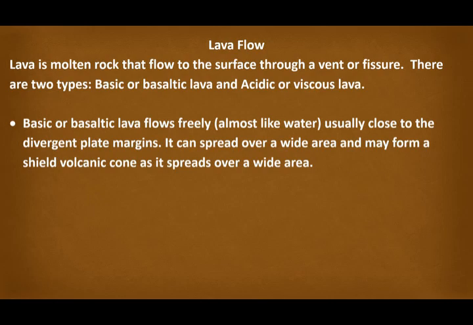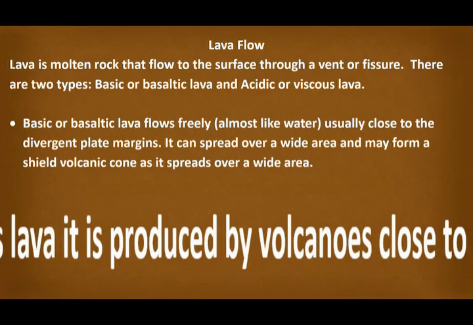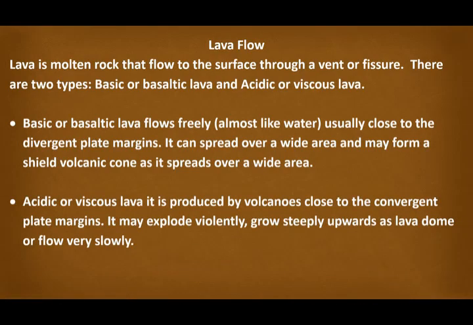So basic lava has low amounts of silica, so it moves fluid, it moves like water, very rapid, and it spreads out in thin sheets. But the acidic or viscous lava contains lots of silica. It has a high silica content, so it is very thick and moves extremely slowly. You can compare it to ketchup, for example. Very thick, moves very slowly.